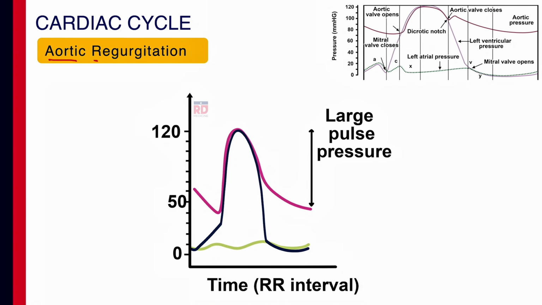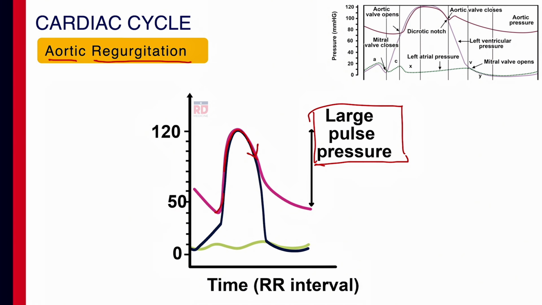Aortic regurgitation. Here the aortic valve is insufficient, meaning it doesn't close properly. So during diastole, instead of blood staying in the aorta, some of it leaks back into the left ventricle. Now what happens to the pressure curves? Look at the aortic pressure curve. You see that the diastolic pressure falls rapidly. As a result, you get a wider pulse pressure. Systolic pressure is elevated due to increased stroke volume, and diastolic pressure is low due to the regurgitant flow.